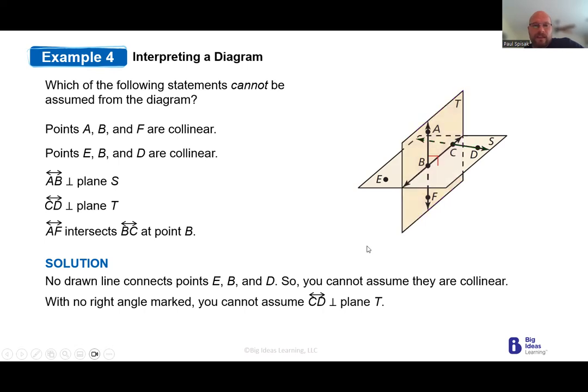And then the last statement: line AF intersects line BC at point B. Well, it shows them both intersecting at that same point. In fact, they share that point in common, so we can definitely say that. So the only two that we cannot assume are the two that we already mentioned. We cannot assume the second statement because there's no line drawn, and we can't assume the fourth statement because there's no right angle symbol.